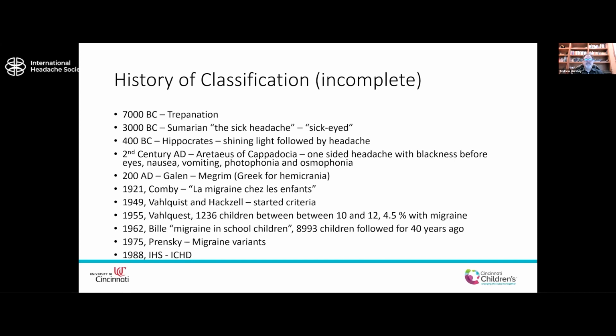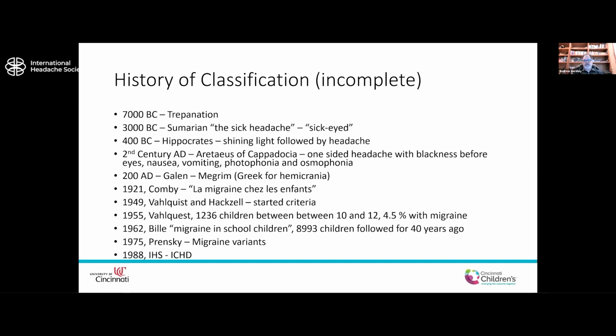In the 2nd century, between Aretaeus of Cappadocia and Galen, they really described that one-sided headache and started adding some of the features that we classically recognize, including nausea, vomiting, photophobia, and osmophobia, which is not part of the criteria. Where does the word migraine come from?